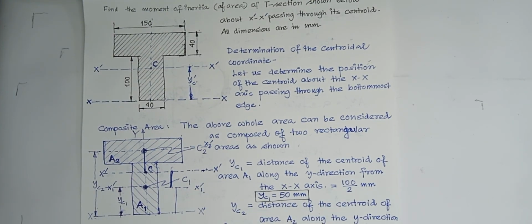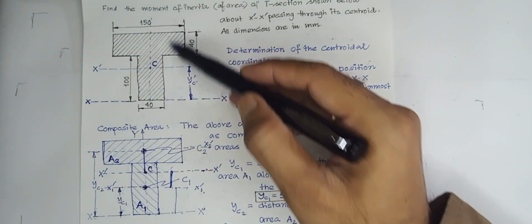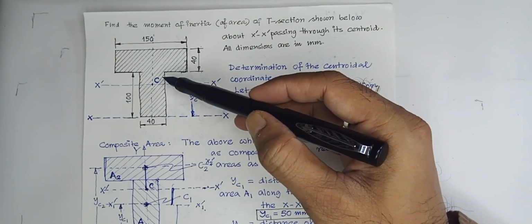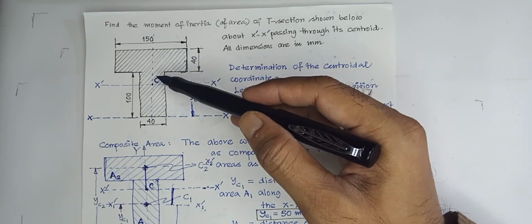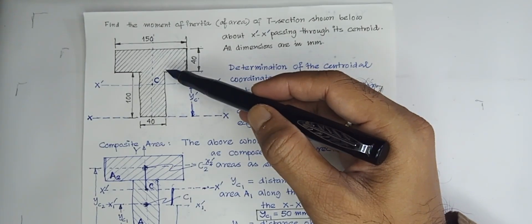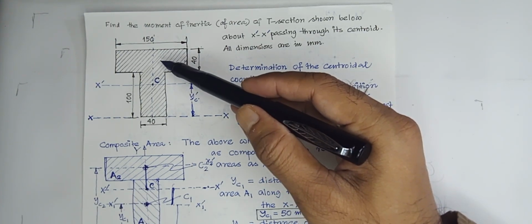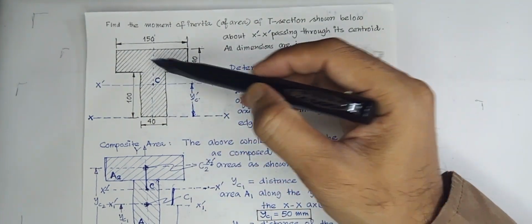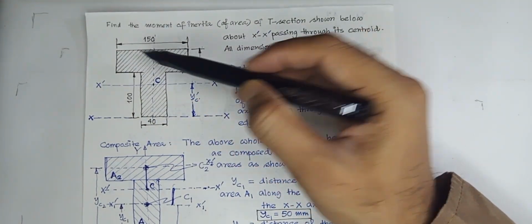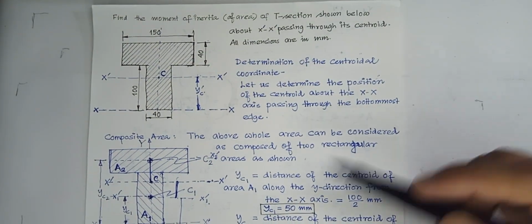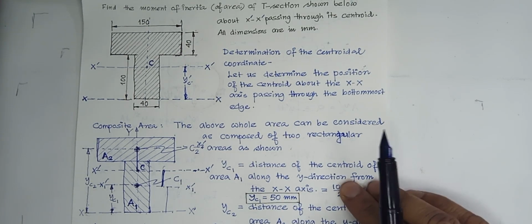Okay, so for that we will basically use the composite area. That means here we will take the whole area as composed of two regular areas. Regular areas means like rectangle or circle or semicircle or triangle. These are considered as regular areas, and for which we readily know the centroid. Like for the rectangular area, the centroid is the position where the two diagonals intersect, like that. So we will consider two regular areas.